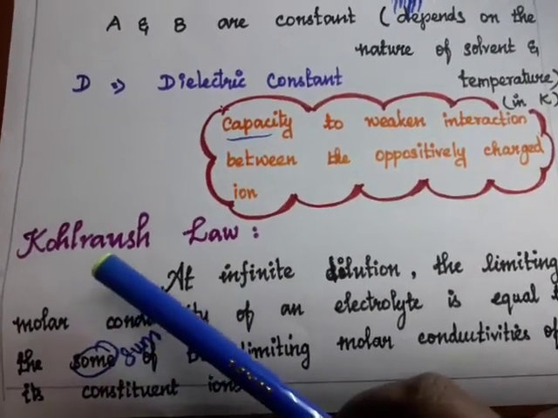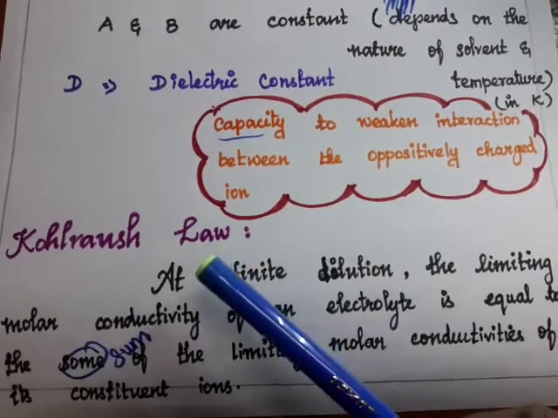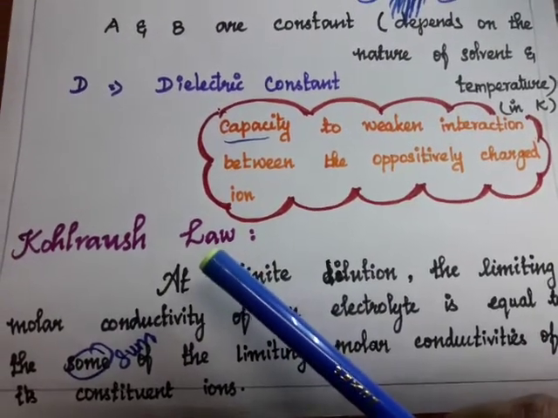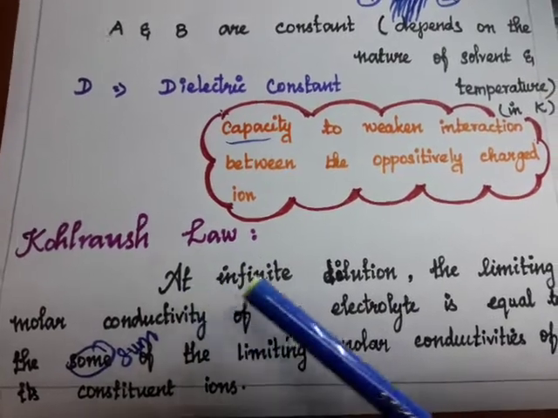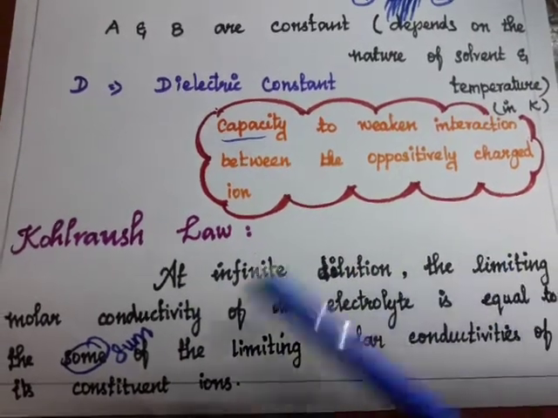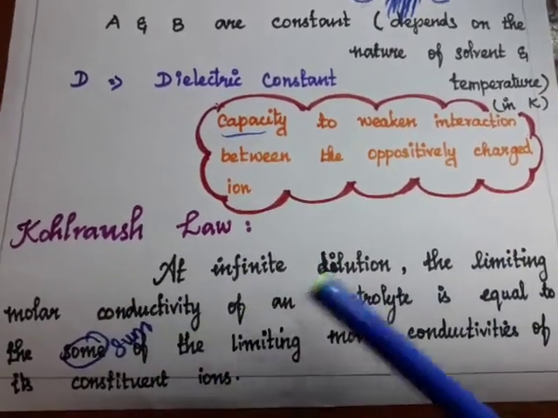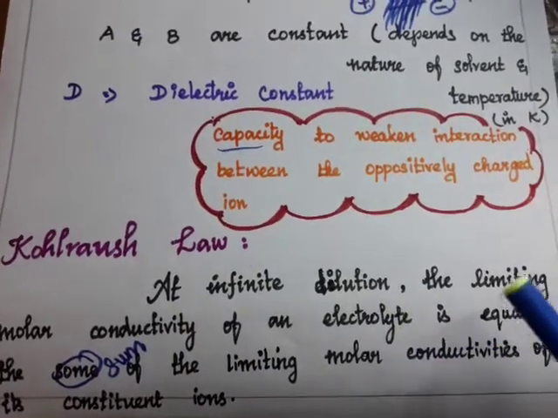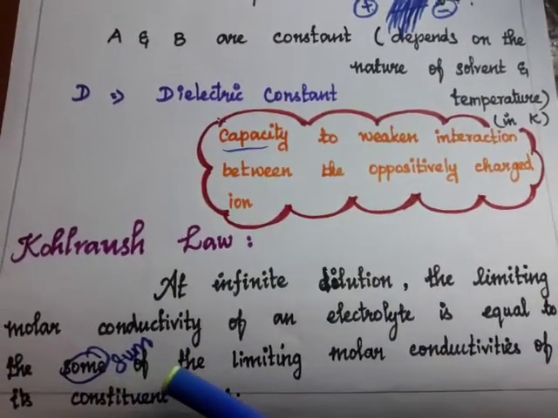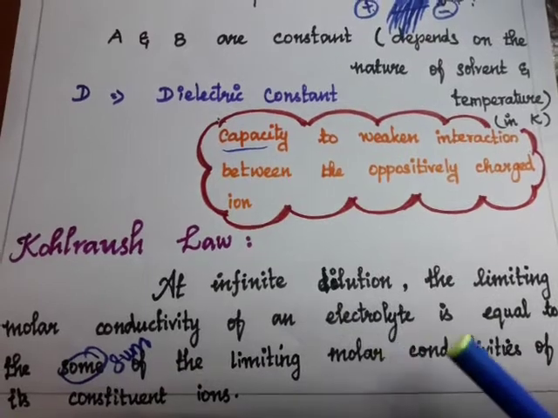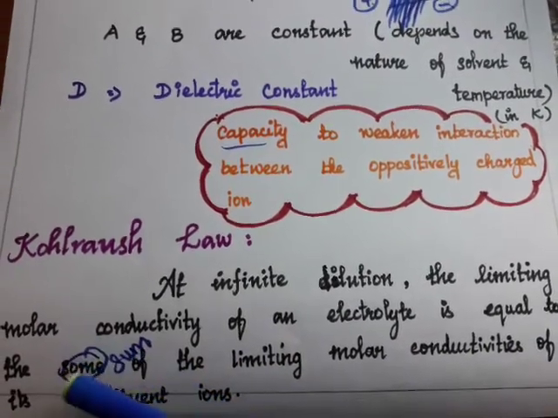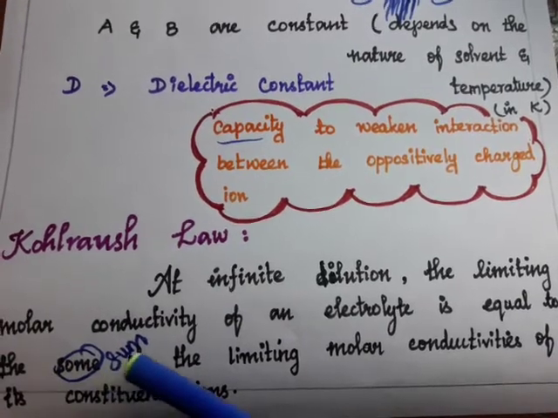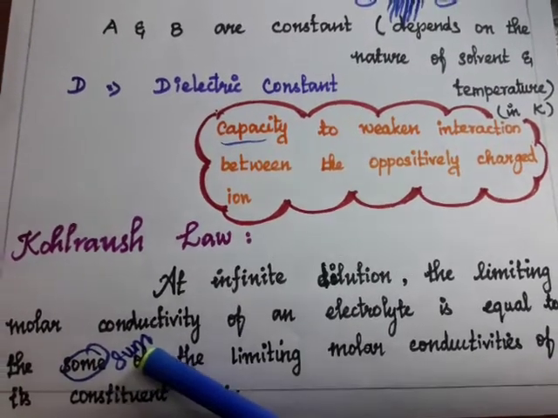Next, we are going to see Kohlrausch's law. A very important topic of this lesson. At infinite dilution, the limiting molar conductivity of an electrolyte is equal to the sum of the limiting molar conductivities of the constituent ions. In our book, "SUME" has been given, so correct it. It is "SUM".